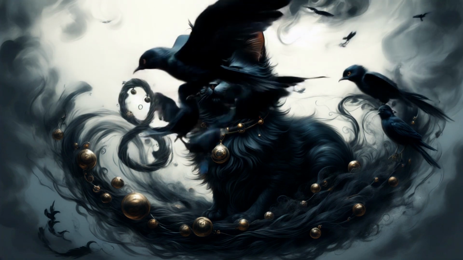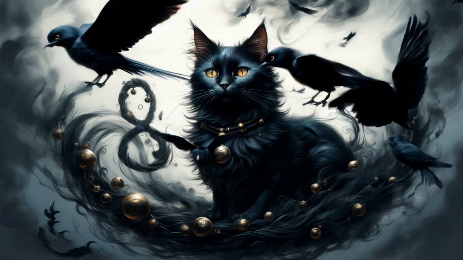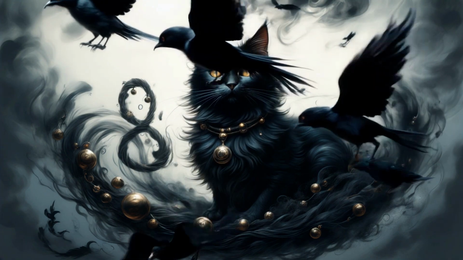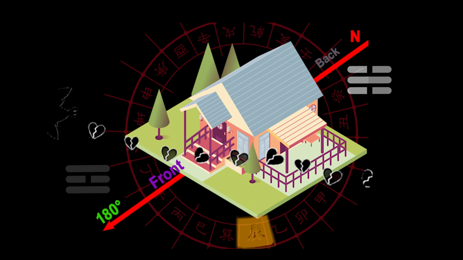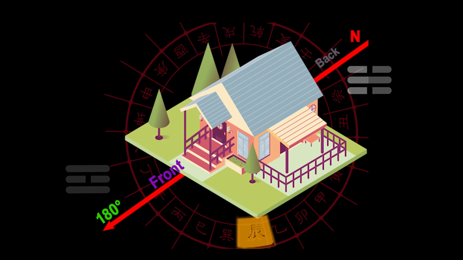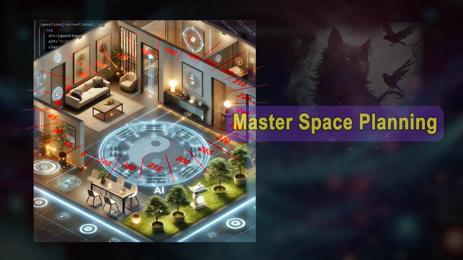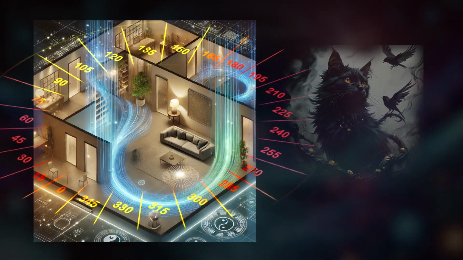The Eight Sha, also known as the Eight Malevolent Forces, represent directional conflicts or energies that disrupt harmony and well-being in your space. In astrology, they are linked to the Eighth Palace, often called the Palace of Illness or the Killing Palace, symbolizing unfavorable influences.